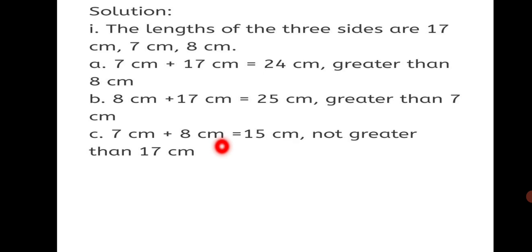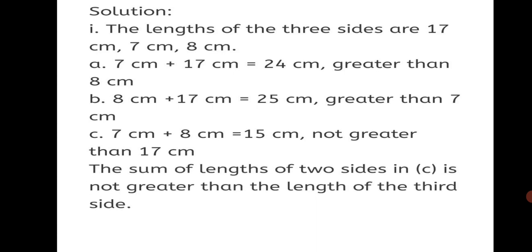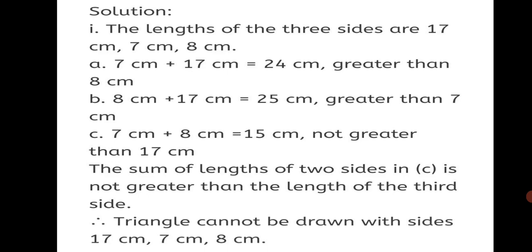Now let's do the C operation. In C we will take 7 centimeter plus 8 centimeter. These two sides. 7 plus 8 is equal to 15. But it is not greater than the remaining third side, which is 17 centimeter. So the C condition is not fulfilling our criteria for constructing a triangle according to the property. So let's write the reason now. The sum of the lengths of two sides in C is not greater than the length of the third side. Therefore, triangle cannot be drawn with sides 17 centimeter, 7 centimeter, 8 centimeter.